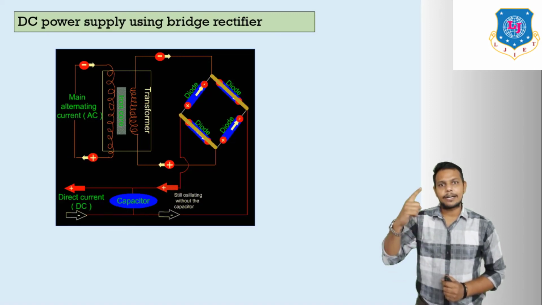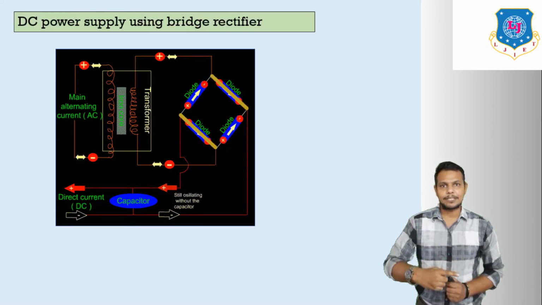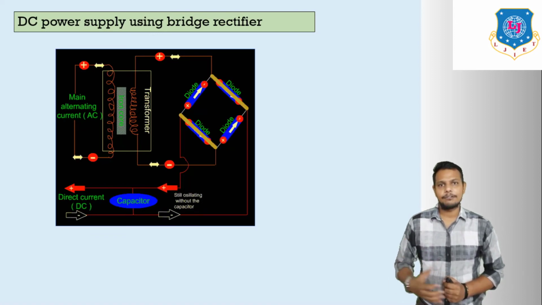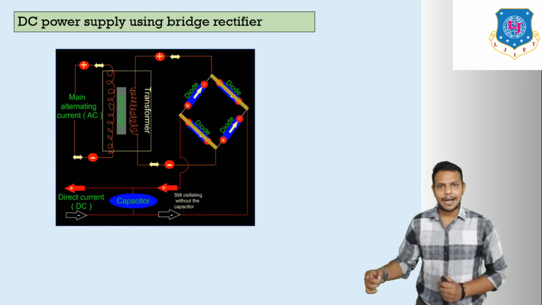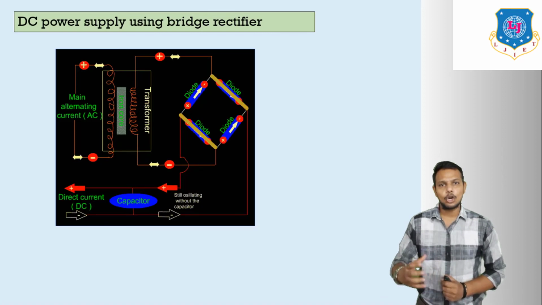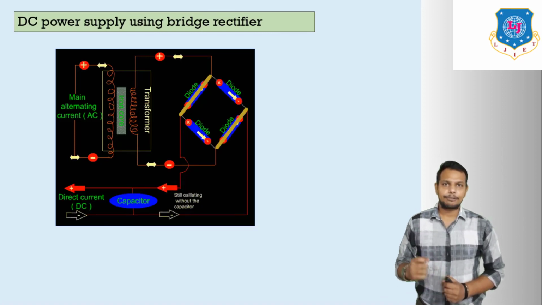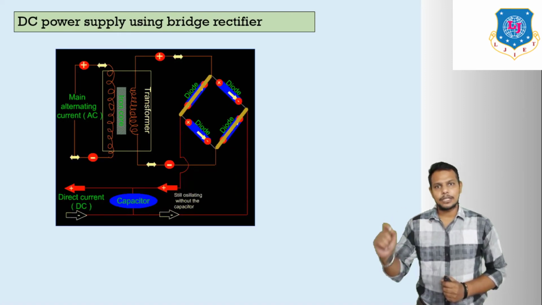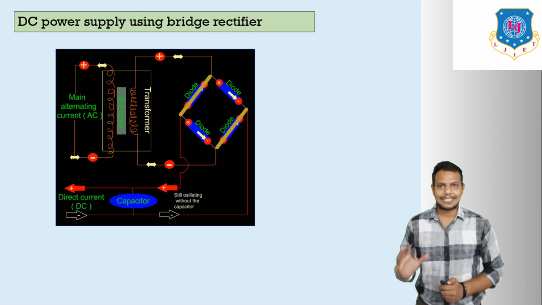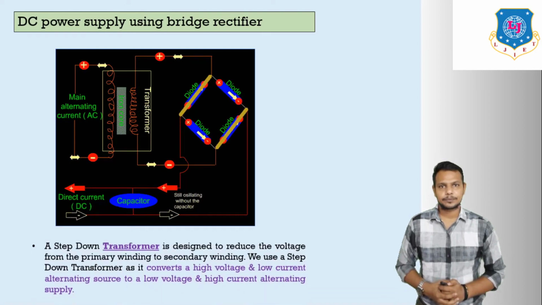We can say D1 and D2 work in the forward region, that means as a closed loop, and D3 and D4 work as an open circuit, meaning in the reverse region. Then the current completes its path across the RL load resistor, and we will get the perfect output of the bridge rectifier. We will get an output similar to the input side. So this is the DC power supply using a bridge rectifier.